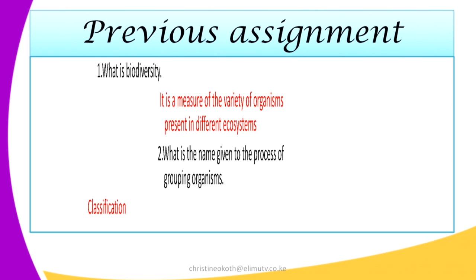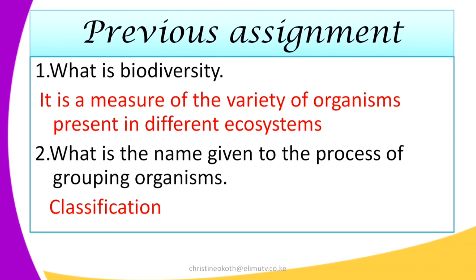So starting with the previous assignment. Question number 1 was, what is biodiversity? And the answer was, it is a measurement of the variety of organisms which are present in different ecosystems. This just breaks it down to the variety of organisms that you can find in any habitat or any ecosystem, like the aquatic, the terrestrial.